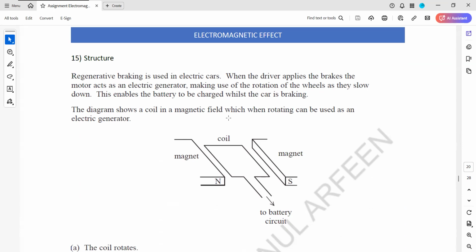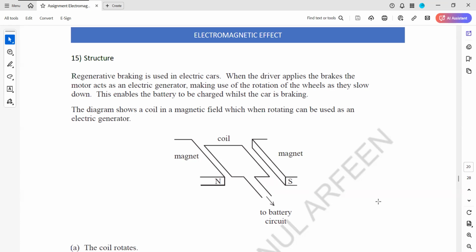So when the driver applies the brake, the motor acts as an electrical generator, making use of the rotation of the wheel as it slows down. This enables the battery to be charged once the car is braking. So when the car is braking, the rotation of the wheel is actually used to rotate this coil, which induces EMF, and that EMF produces a current.